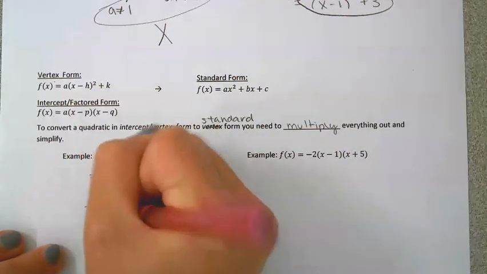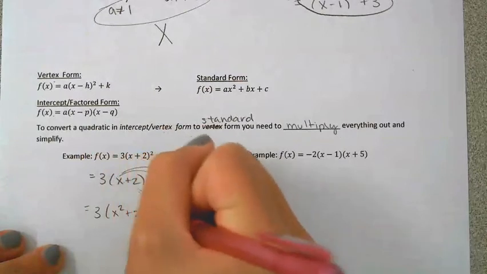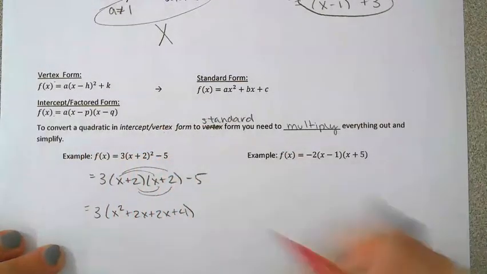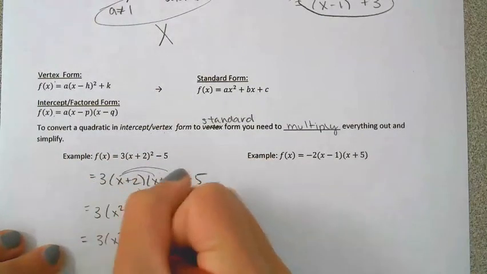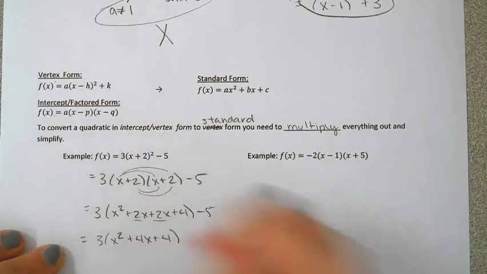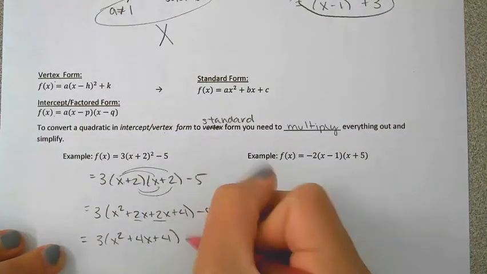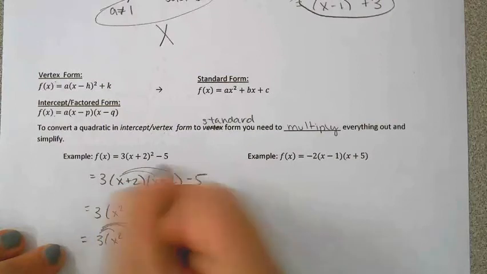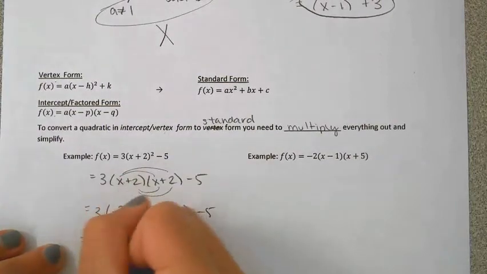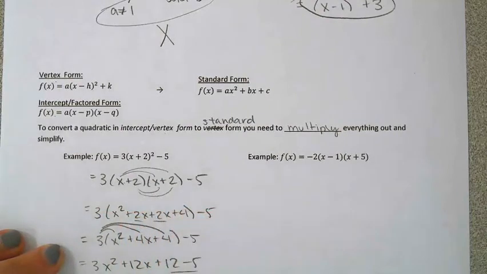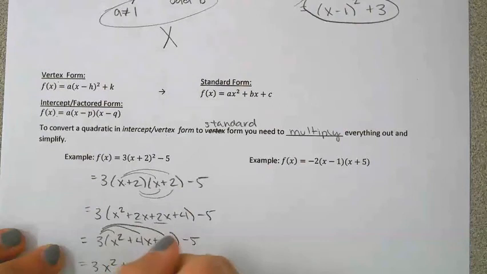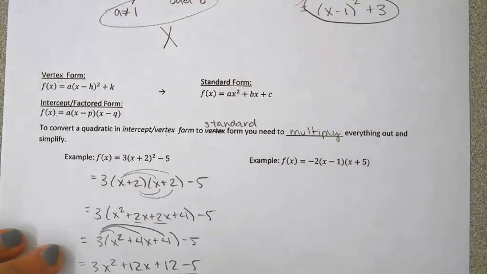So I get 3 times x squared plus 2x plus 2x plus 4 minus 5. And then those I'm going to combine. If you're comfortable, you can jump from that step to that step. I'm going to distribute the 3 now. Combining those like terms. And now that's in standard form, vertex to standard.